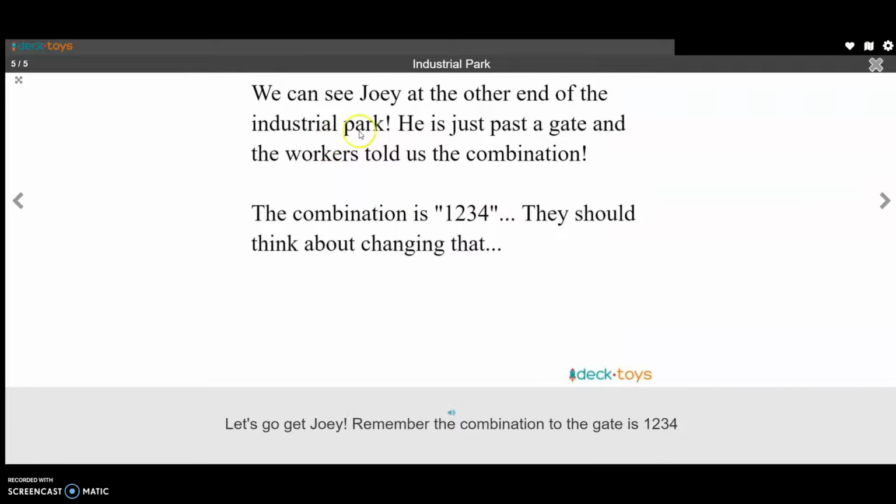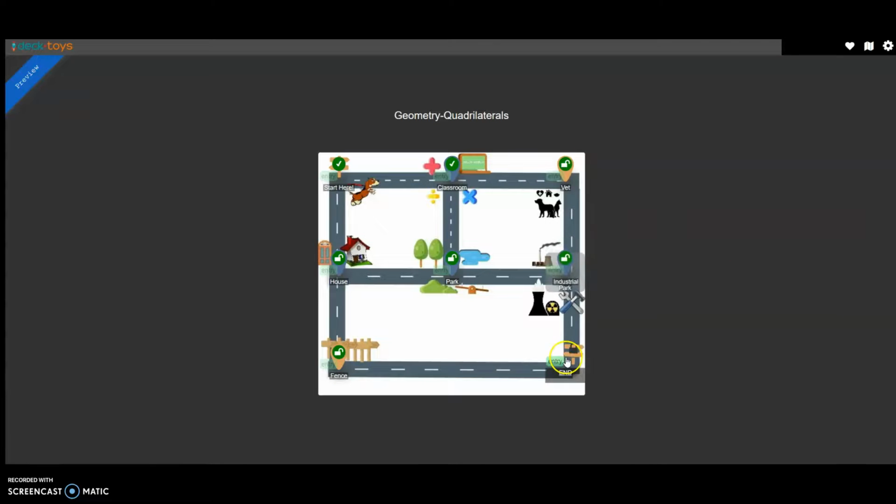We can see Joey at the other end of the industrial park. He's just past a gate, and the workers told us the combination. The combination is 1, 2, 3, 4. They should really think about changing that. I think I'm so funny. All right, go to the end.